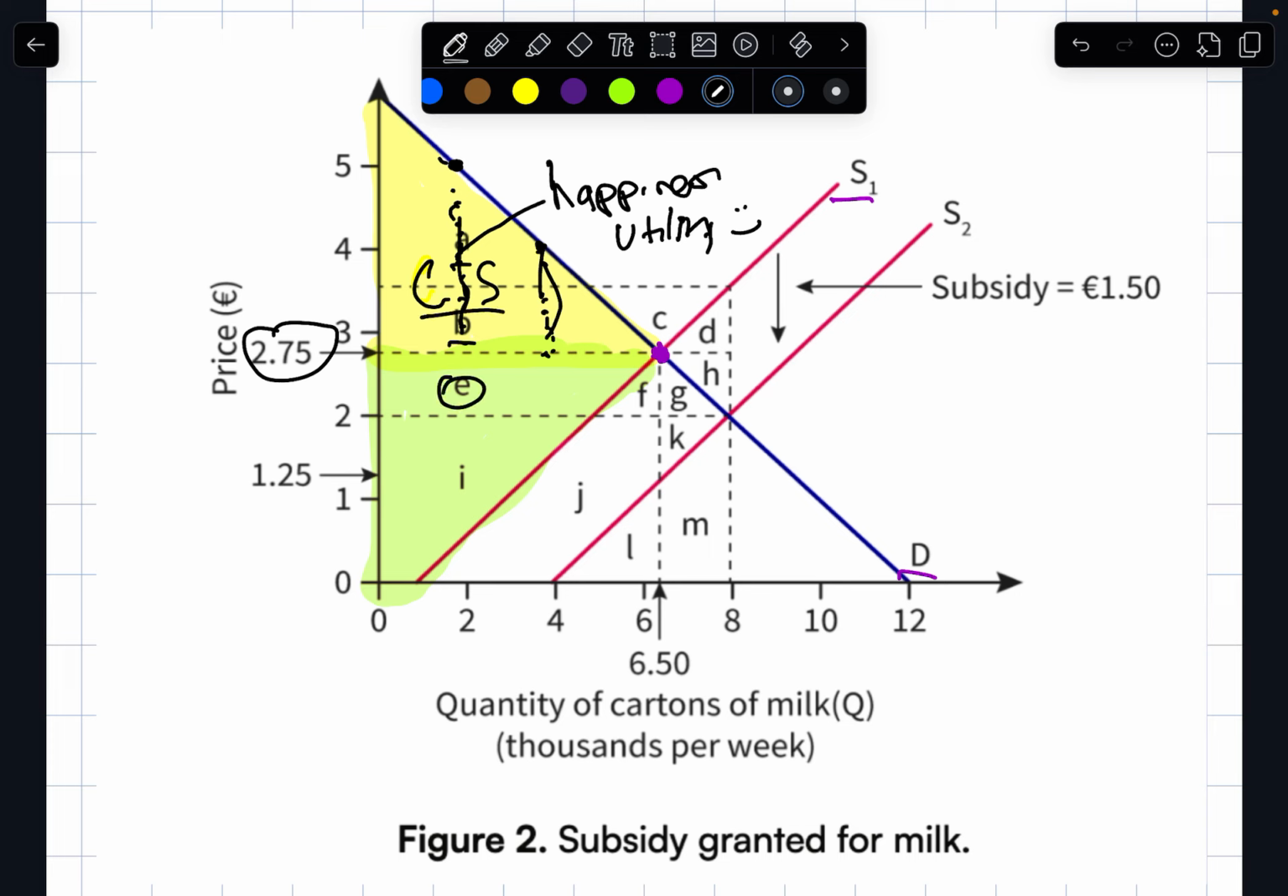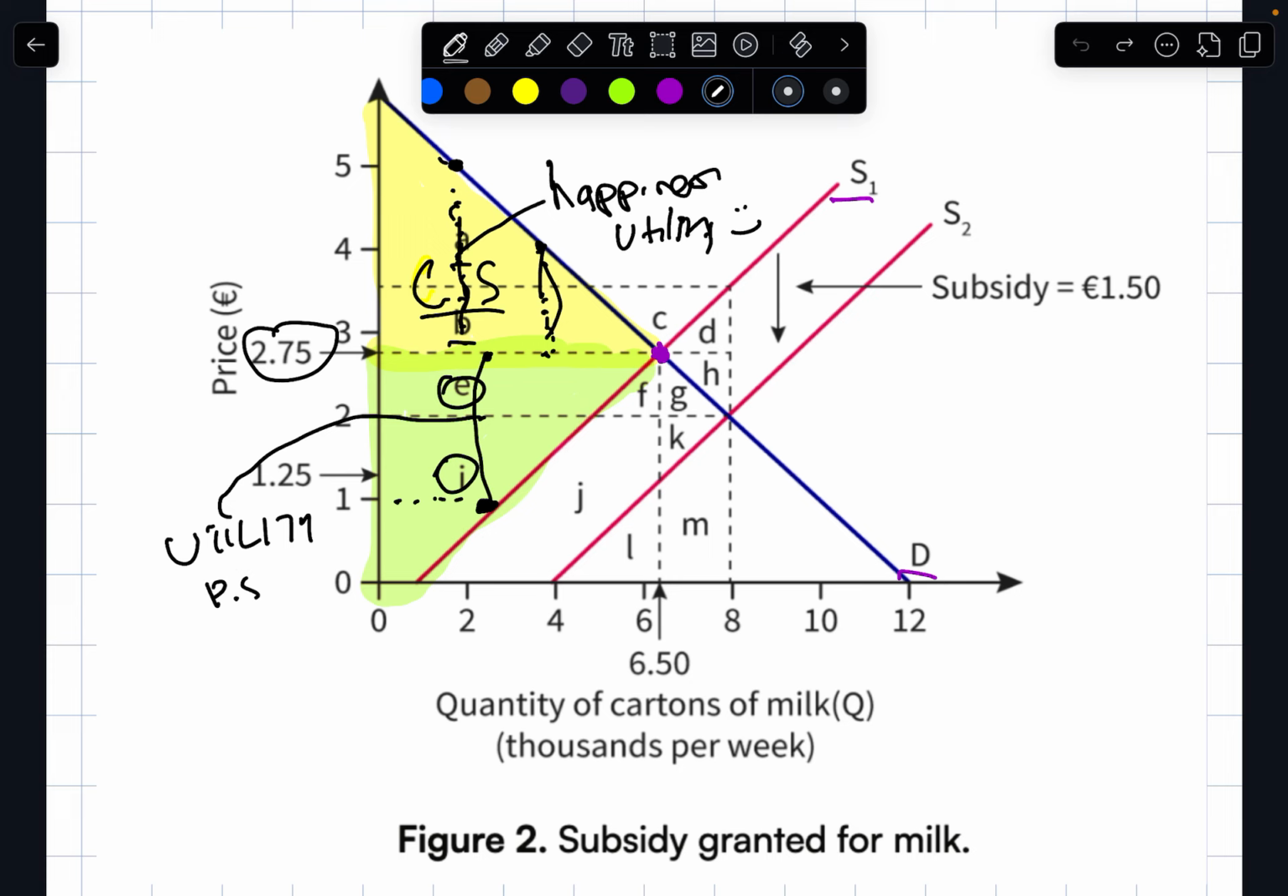In a similar sense, this E area and I area, you have producers who are maybe willing to sell it at €1, but when they do sell it at 275, this extra bit is also utility. It's showing the producer surplus. Or this producer right here is willing to sell at 2, but they end up selling at 275. So this space as well is utility. So the E and I, this is producer surplus.